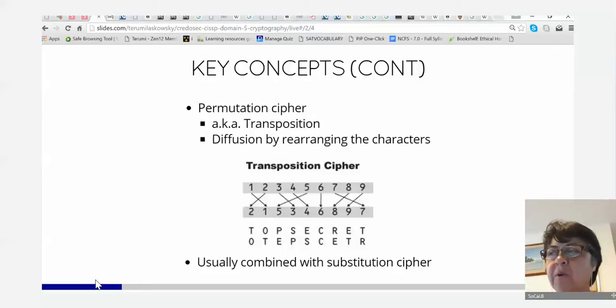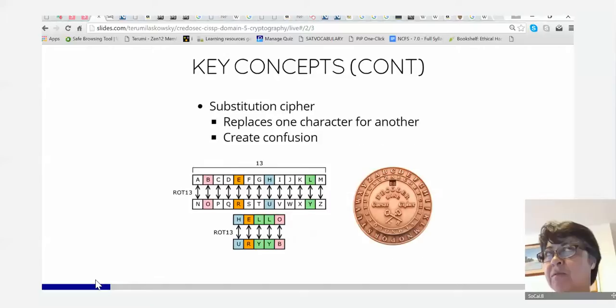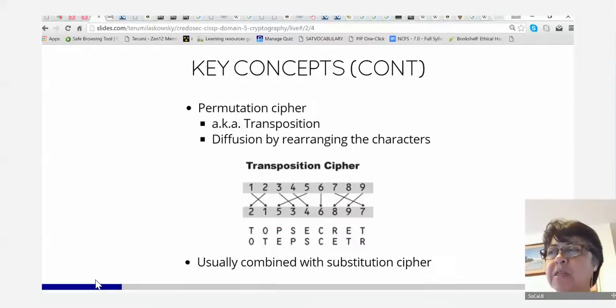There's something called the permutation cipher, also known as the transposition. Okay, transposition. So you are moving things around in a certain manner. You have the 1 and 2 flipped, and you have 3 and 4 moving, and 5 comes into place, 6 stays in place. So that would be the algorithm in how you transpose things. And on top of that, people will use a substitution cipher in combination with this permutation cipher. So it is usually combined with a substitution cipher.